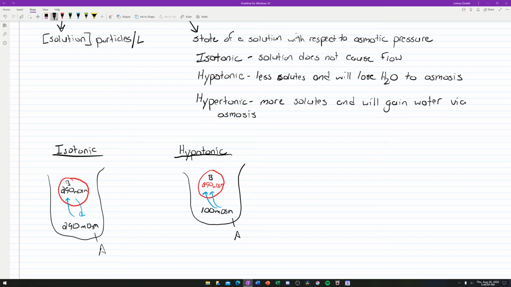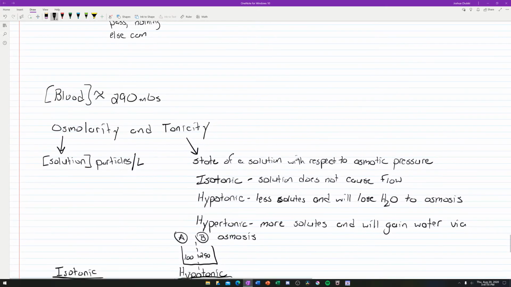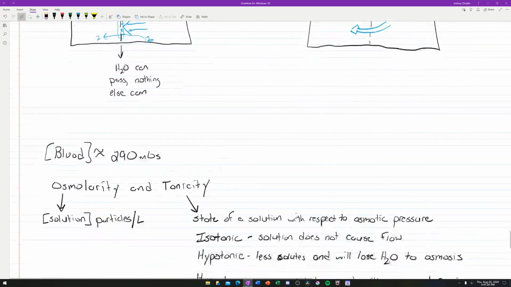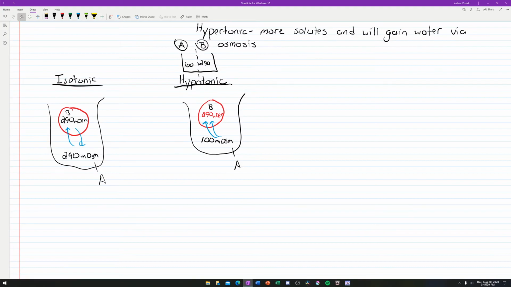So if you draw it out, here's our box, our little membrane, side A, side B. We said the glass is side A, that's 100, and the cell is side B, that's 290. We already said above, if we look at our little stars, the side or compartment that has a higher concentration or more stuff dissolved in it will have a lower pressure. So you always go from high pressure to low pressure. You always go from high to low. So side A has a higher pressure and the water is going to move into side B.